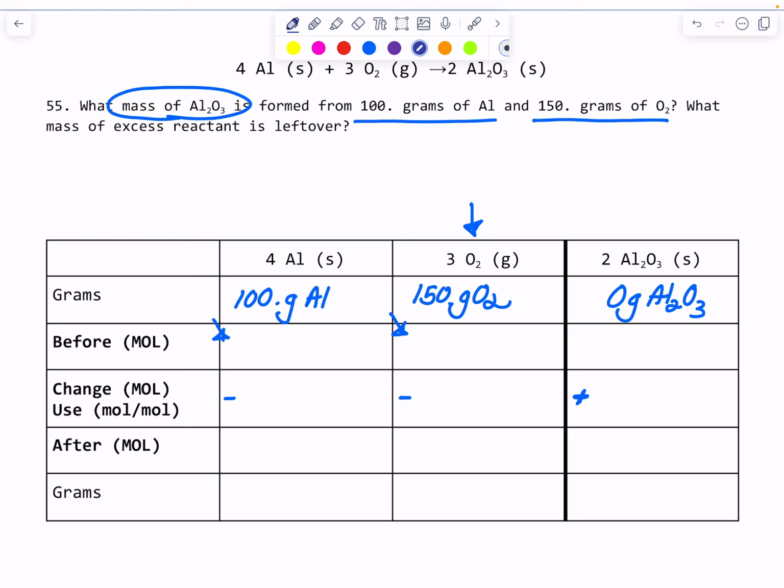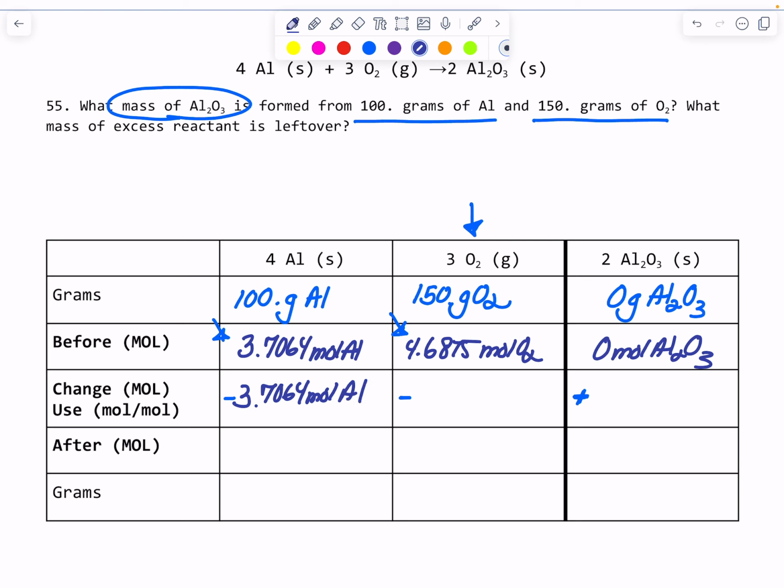Okay, so when you come back, you should have converted your aluminum to about 3.7064 moles of aluminum and 4.6875 moles of oxygen. Of course, I would start out with 0 moles of aluminum oxide. And then subtracting all of the aluminum, so assuming aluminum is the limiting reactant, subtracting 3.7064 moles of aluminum, and it's not going to be the same moles of oxygen. I need to use the coefficients from the balanced chemical equation, right?